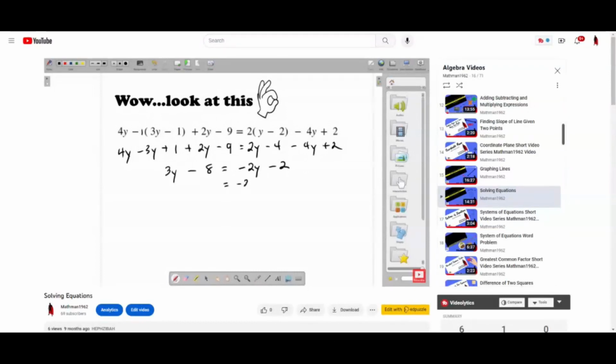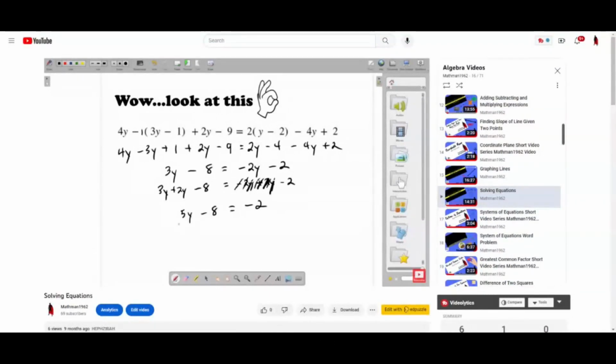In this case, I'm going to add 2y to this side so that those will add up to 0. If I do that on the right, I must do that on the left. The negative 2y and the positive 2y add up to 0. I'm left with negative 2. 3y plus 2y is 5y minus 8.